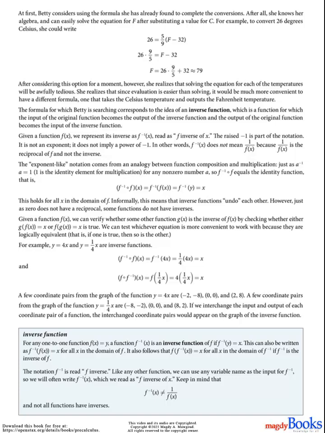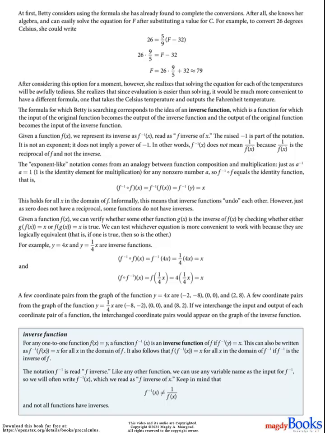A few coordinate pairs from the graph of the function y equals 4x are negative 2, negative 8; 0, 0; and 2, 8. A few coordinate pairs from the graph of the function y equals 1 over 4x are negative 8, negative 2; 0, 0; and 8, 2.